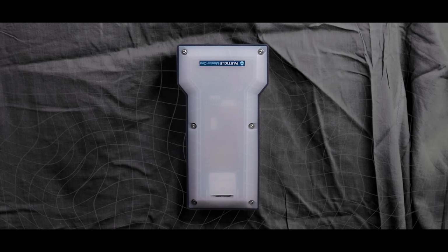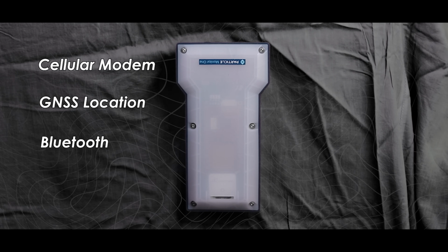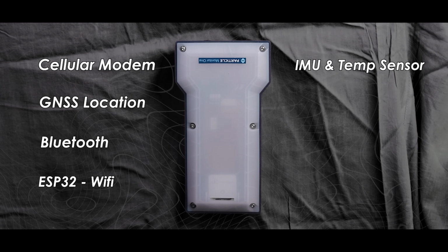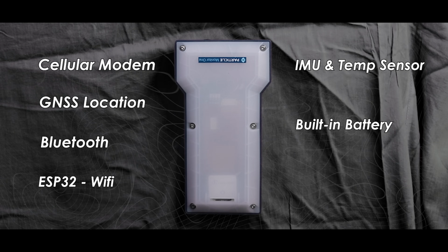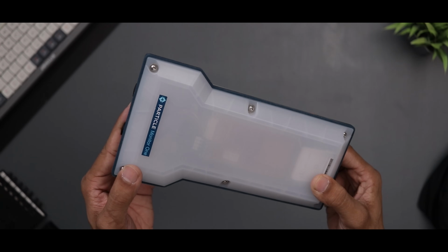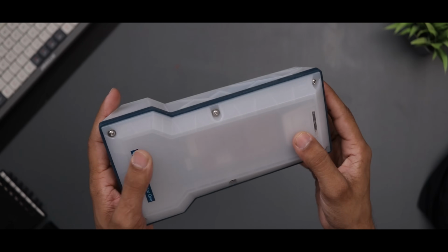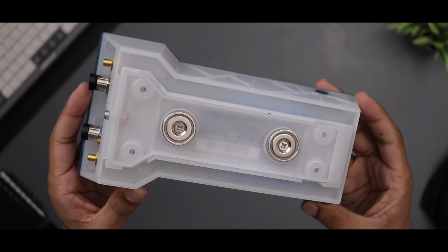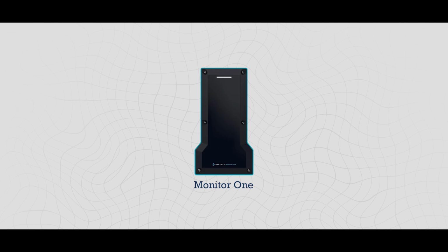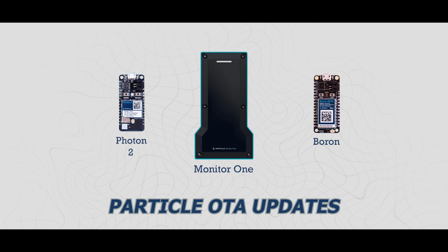Talking about the features, it has cellular connectivity, GNSS location service, supports Bluetooth Low Energy, has an ESP32 for Wi-Fi, contains a built-in IMU and temperature sensor, a built-in rechargeable battery, and plenty of serial bus options. It is built rugged for both indoor and outdoor usage, comes with an IP67 rating and can survive almost any weather. It comes with a wall mount which is magnetic. You can install it on a magnetic surface without any screws. It's similar to other Particle devices and supports Particle OTA updates and all other Particle IoT features.